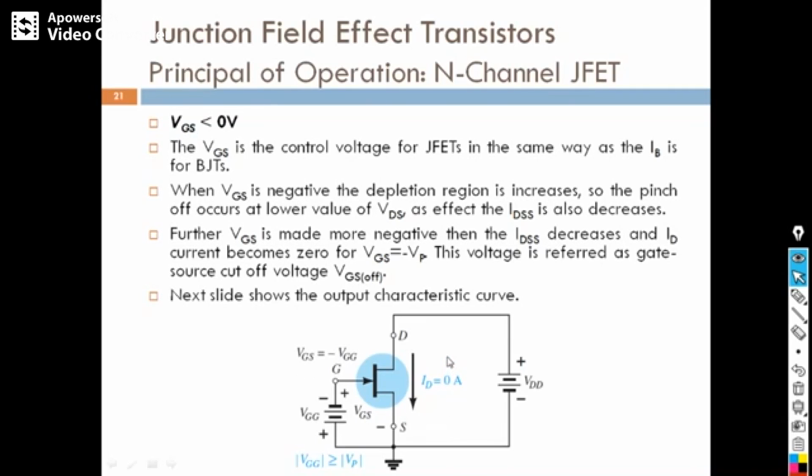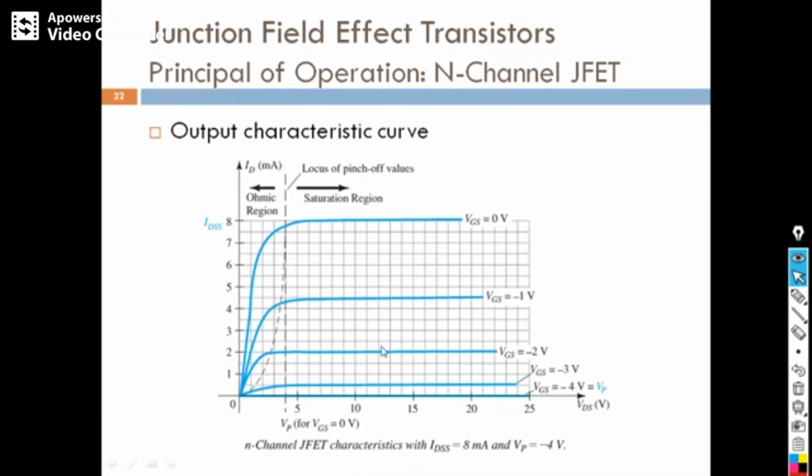Pinch off occurs earlier. You can see in this diagram, when VGS is 0, pinch off occurs here. But when you increase VGS in the reverse way, or give VGS a negative voltage, pinch off occurs somewhere here. If VGS is equal to minus 2 volt, pinch off occurs somewhere here. If VGS is equal to minus 4 volt, pinch off occurs here. So like this you can control the current by controlling the voltage.